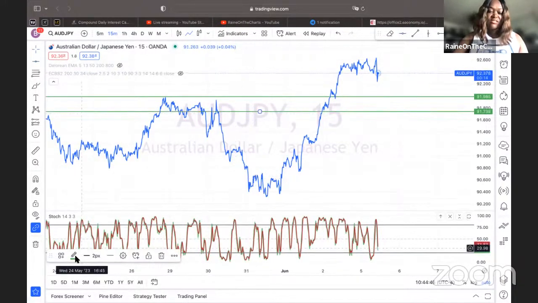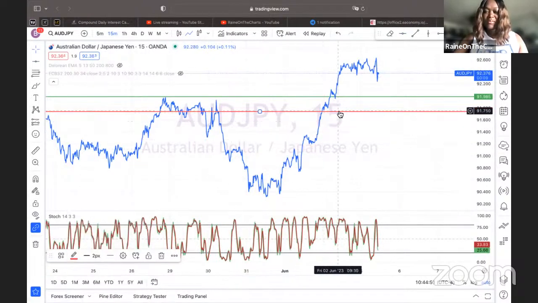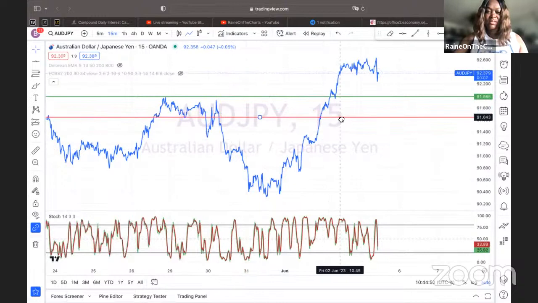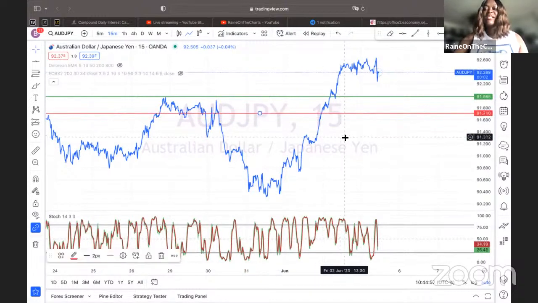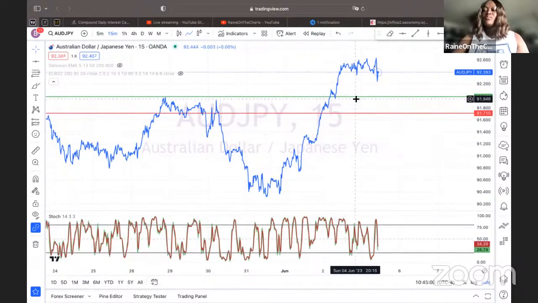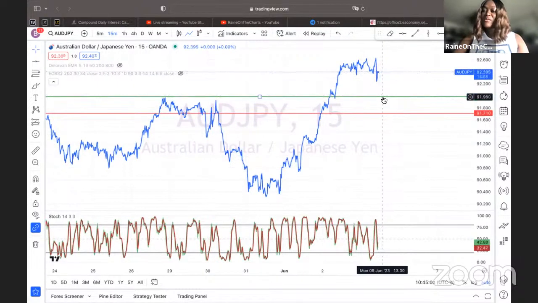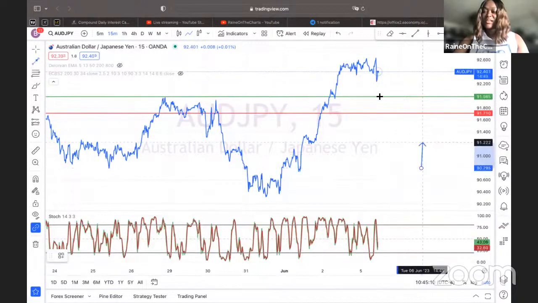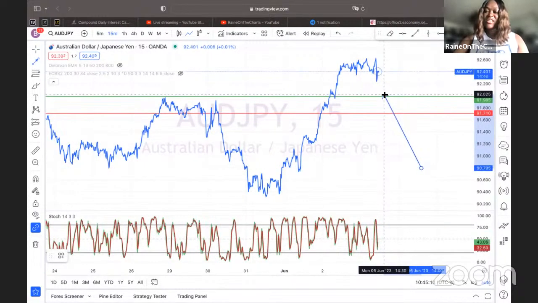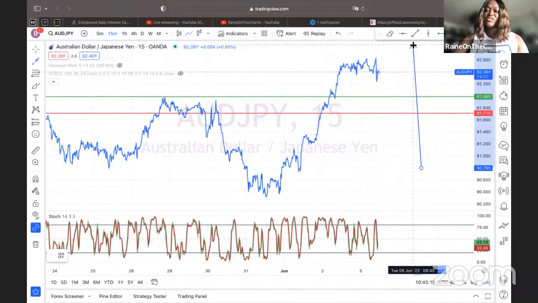So let's make it red. All right, so I put... actually, no, let's move here. Yeah, let's make it red. So I'm saying that I want to enter if price comes here and I'm looking for it to take off to the upside, right? I want to enter at this green area and I want to see price continue to the upside.